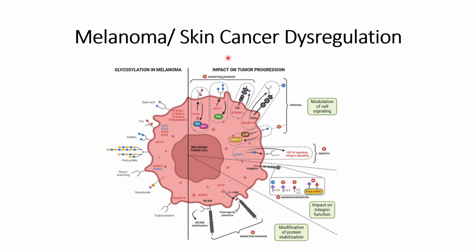This is a brief overview of the dysregulation that occurs in the melanoma or skin cancer cells in terms of post-translational modification, that is glycosylation, one of the post-translational modifications.